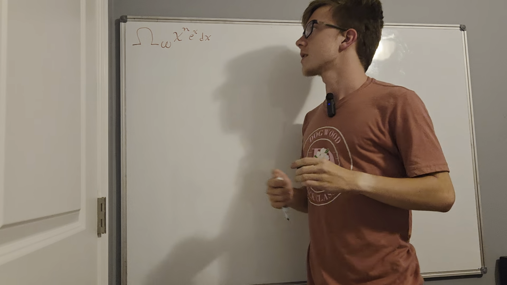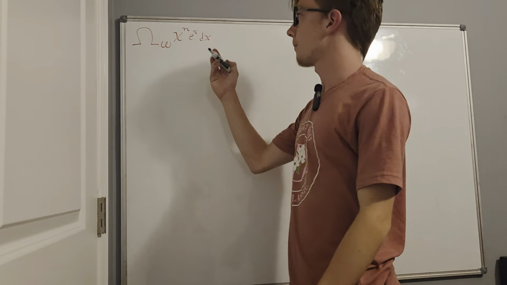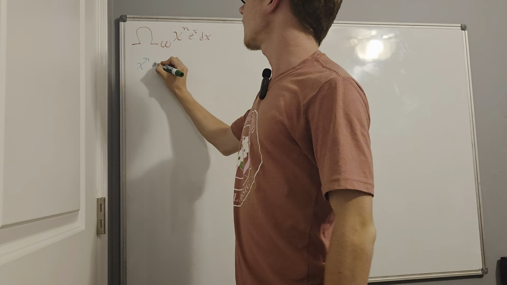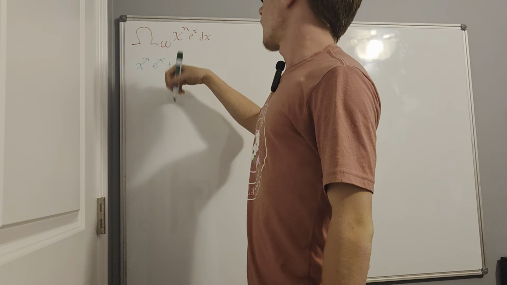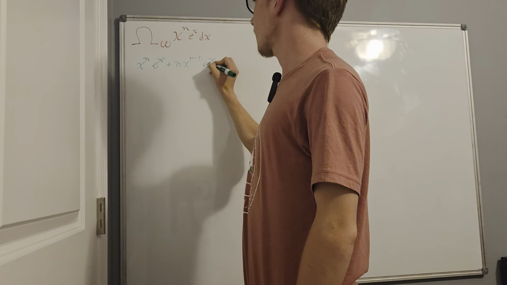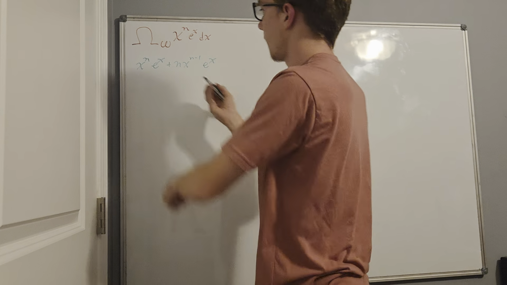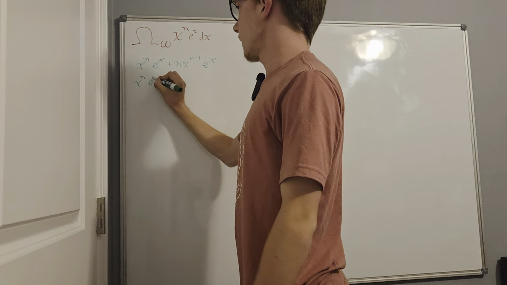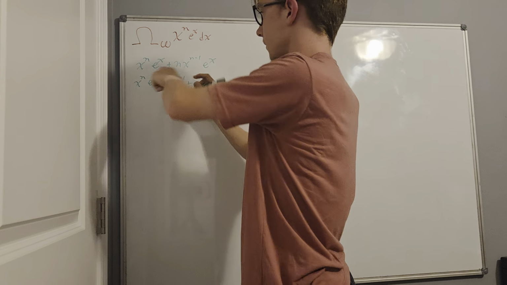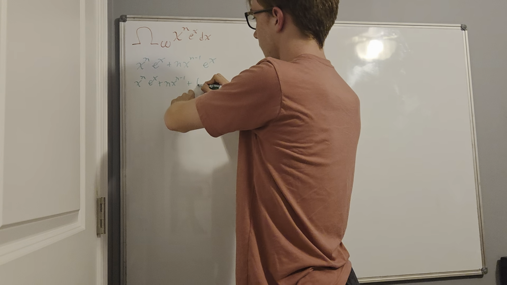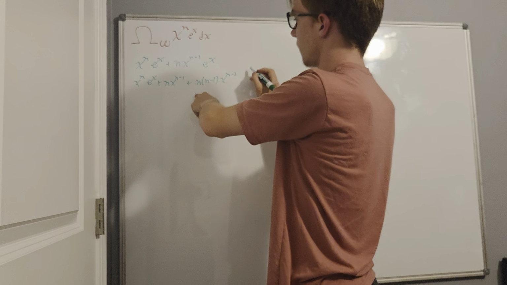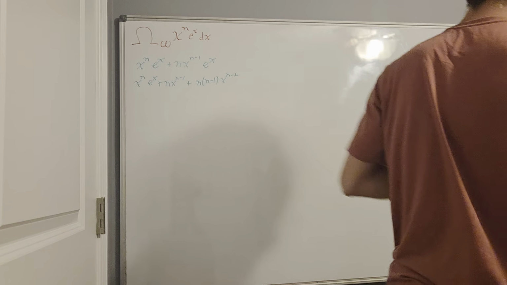Now, to do this, I'm just going to see what happens if I take the first derivative. So for this first derivative, I'm just going to keep my x to the n e to the x, and I'm going to add whatever the derivative of this is, which is n x to the n minus 1 e to the x. Now, if I do this again, I'm going to get x to the n e to the x plus n x to the n minus 1, plus, so that comes from here, plus n times n minus 1 x to the n minus 2, plus this again. But that's not very nice, right?